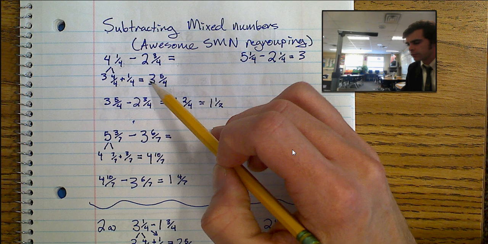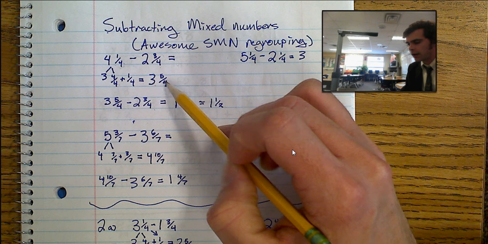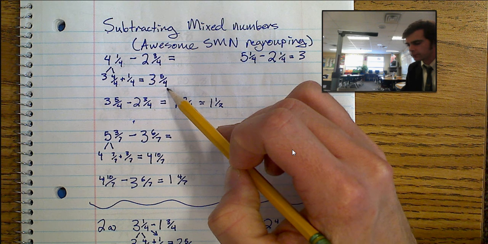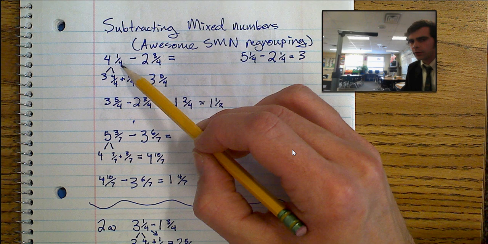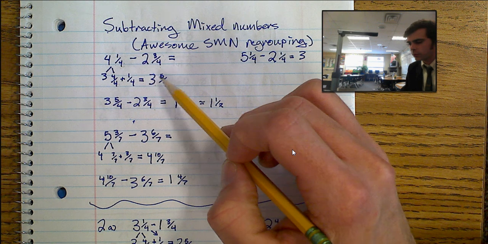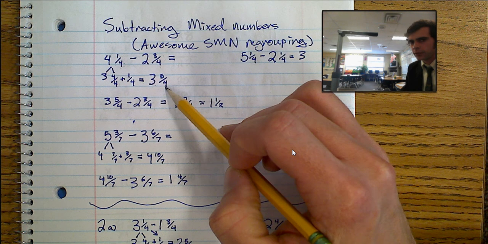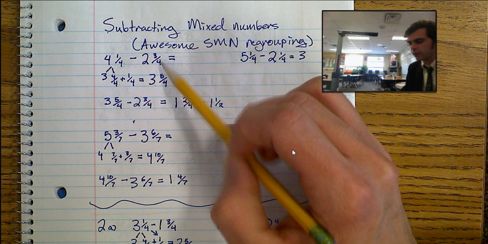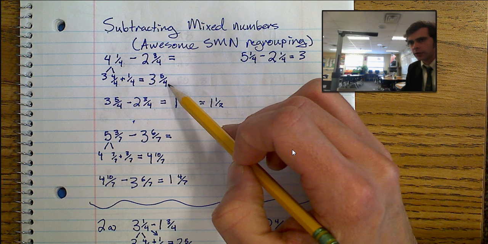So 3 we have as our whole number. 4/4 plus 1/4. Now we have 3 5/4. So what we just did is we found that 4 1/4 regrouped to an equivalent mixed number with an improper fraction is 3 5/4. So now that I've done that, I can check. Do I have enough fourths to take 3/4 from 5/4? Absolutely. So I'm ready to subtract.